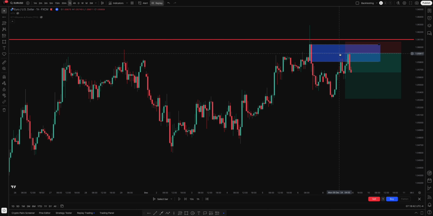Right here we get a beautiful entry, and note that the price has not been able to close above the 50% threshold of this order block, which is something we would like to see and something that validates our idea. It has only marginally wicked above it, okay? And then a massive rejection, and let's see how it goes. And boom, there it is.